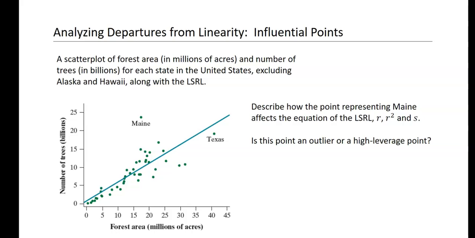So Maine probably didn't change the slope much, but the y-intercept would be higher because Maine is part of the graph. R is weaker, right, because it's way outside there. R squared is going to be a larger value as well. Standard deviation of residuals definitely larger because of Maine, right, because without it, it would be much stronger.